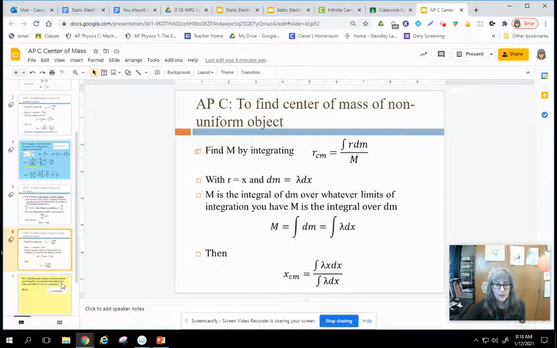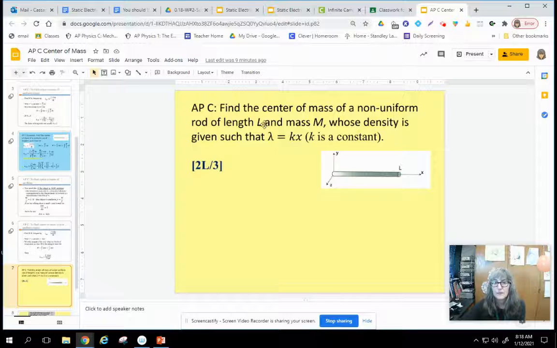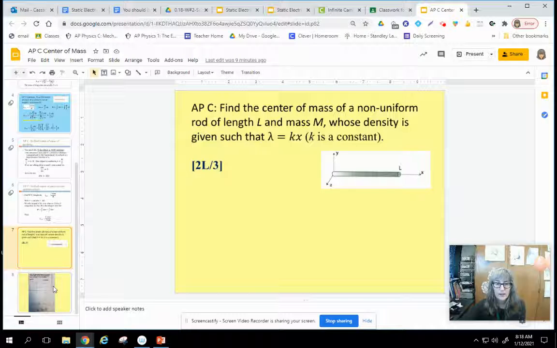So I'm going to go through one example. Here we have now a non-uniform rod. If the darker color tells you that it's denser, then we know that the center of mass can't be in the middle anymore because it's got to be towards the heavier end. How do we figure that out? They give us a linear density equal to kx.